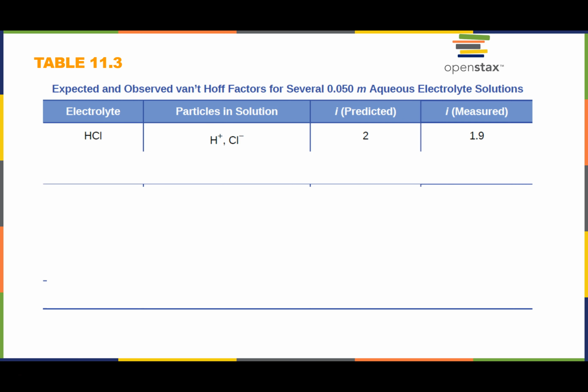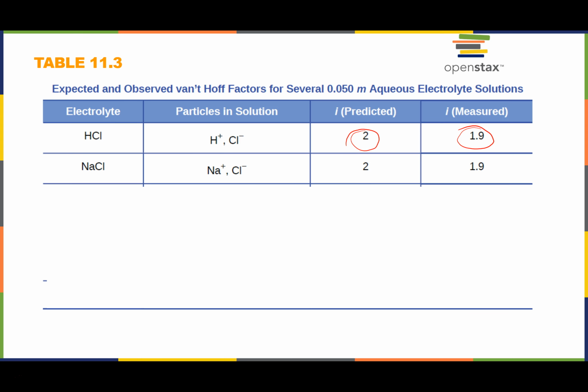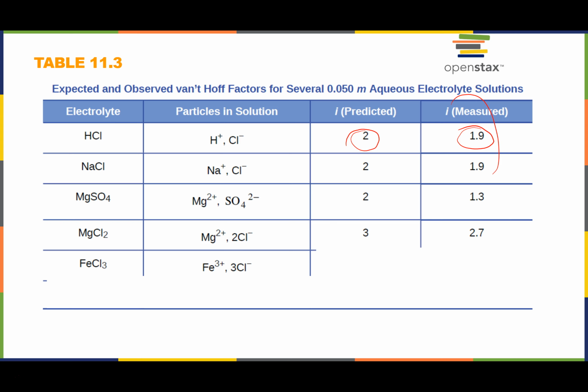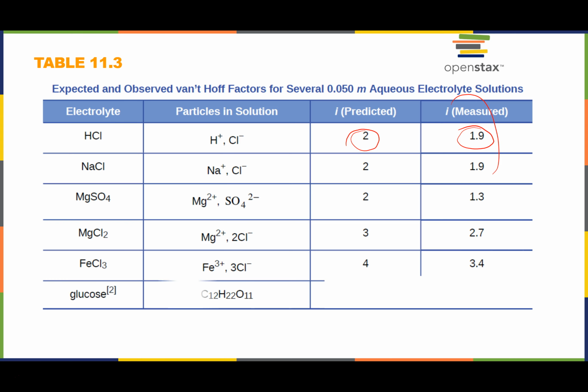So, for instance, we could have HCl. You expect to get a van't Hoff factor of 2, and you got a measured effective concentration of 1.9. And again, the more concentrated it is, the more your measured van't Hoff factor will differ from that predicted. Here we have magnesium sulfate. Magnesium chloride, we expect 3, measured 2.7. Iron 3 chloride, you expect 4, measured 3.4. Glucose, again, you expect 1.